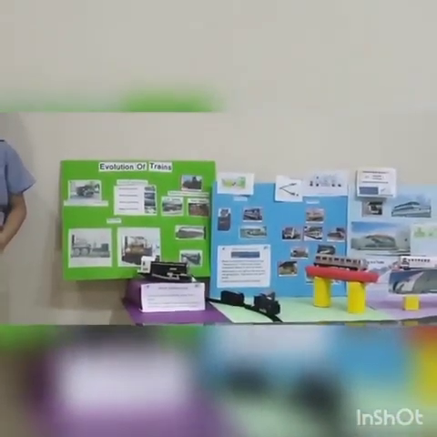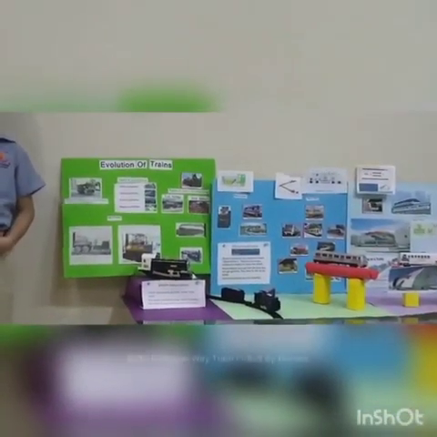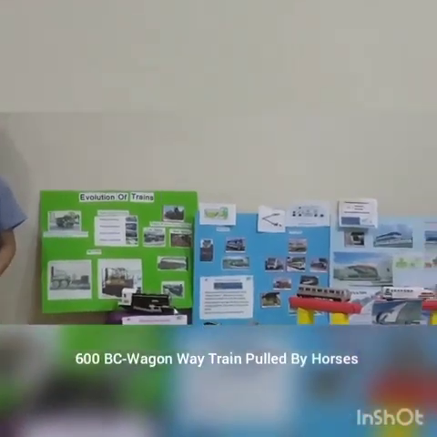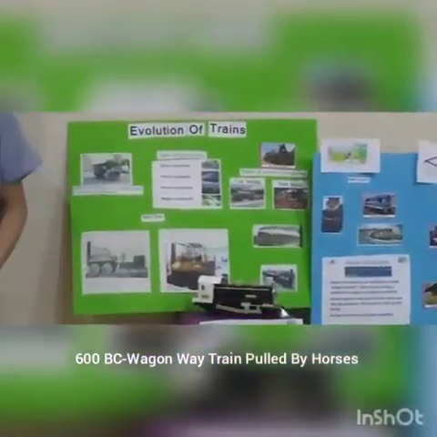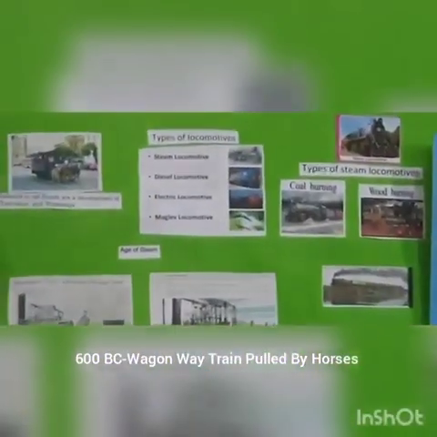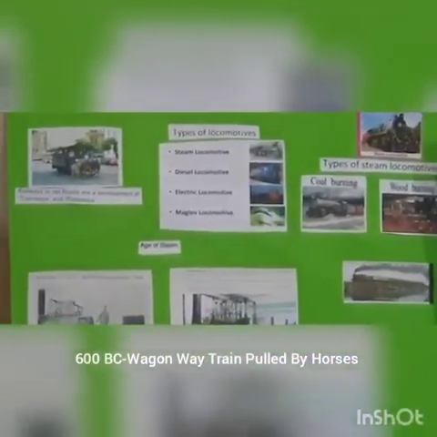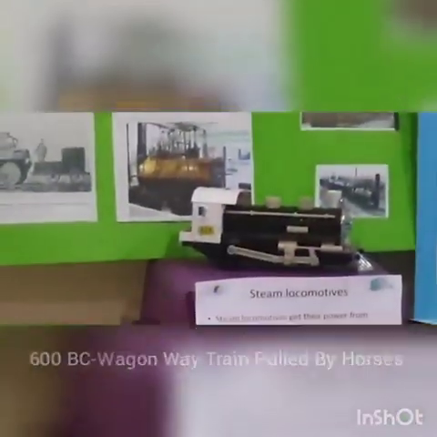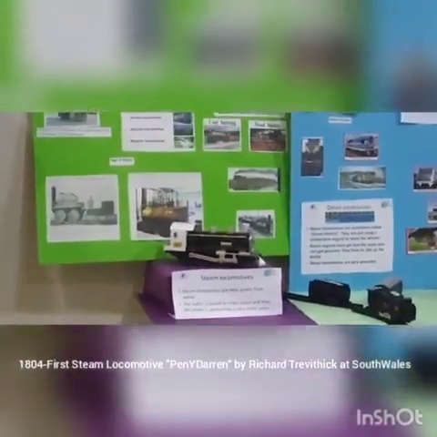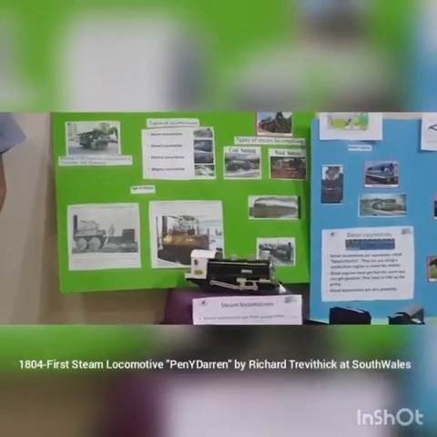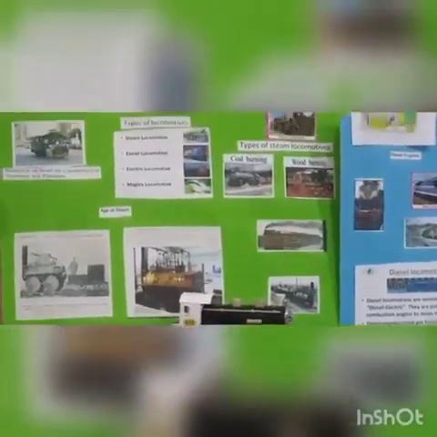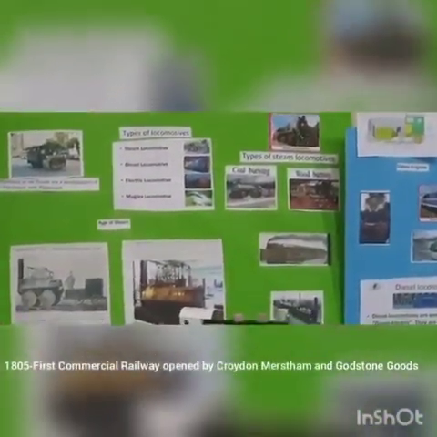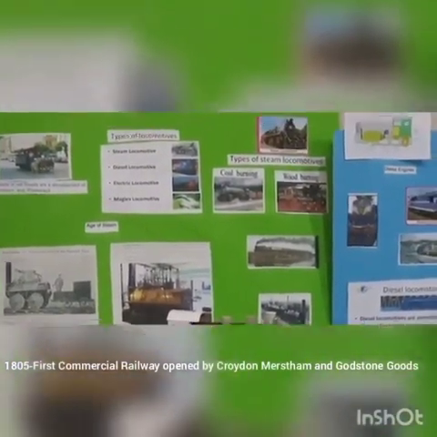Trains. The first railway in the history of Earth was a wagonway train pulled by horses in 600 BC. Richard Trevithick built a station in South Wales. In 1805, the first commercial railway was opened.